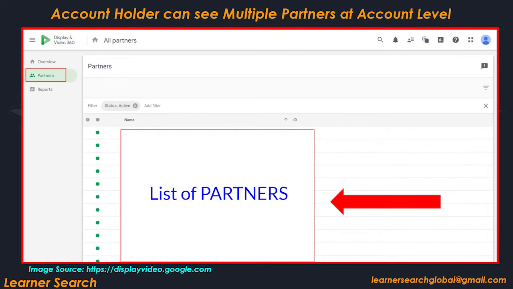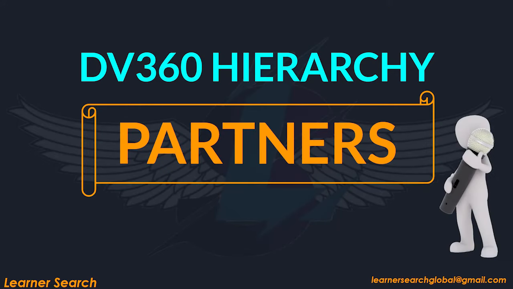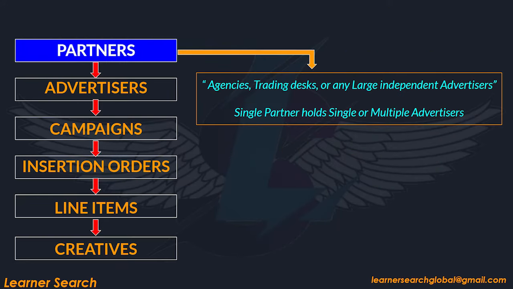The account holder can see multiple partners at this account level. Let's start with partners. Partners represent agencies, trading desks, or any large independent advertisers. A single partner holds single or multiple advertisers.